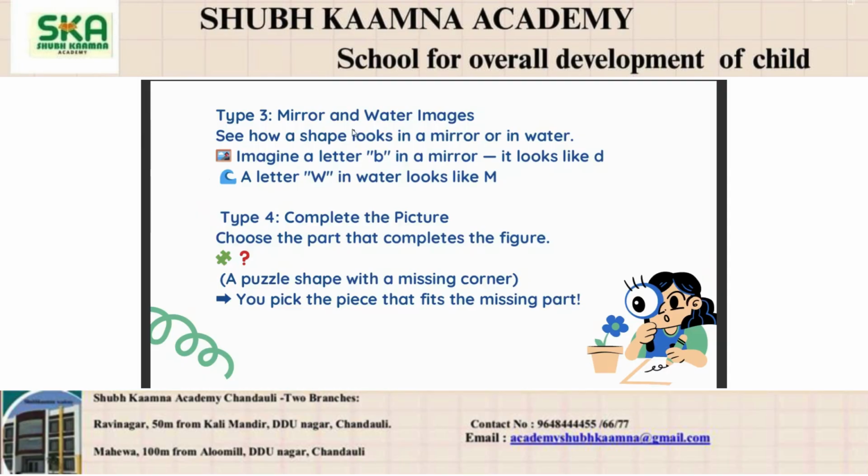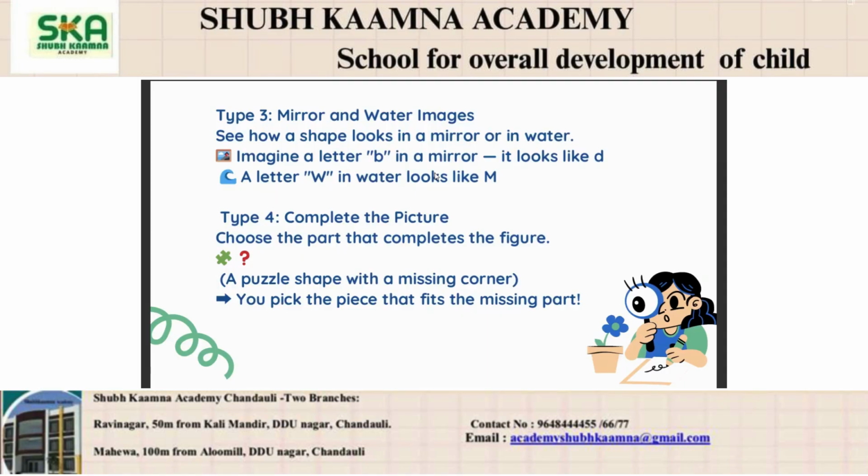In type 3, we can see how a shape looks in a mirror or in water. Imagine a letter B in a mirror, it looks like D. So students, can you write the letter B on a paper, take it to the mirror and see what letter comes? Yes, exactly, the letter shown will be the B reversed.